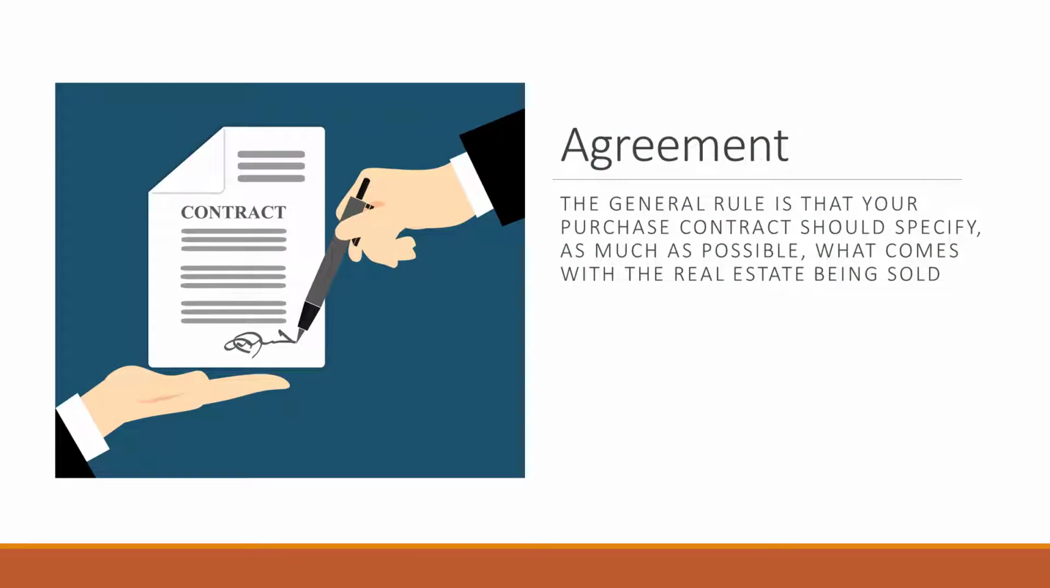Agreement between the parties. This may be the most important test in determining which existing fixtures remain with the property for sale or belong to the seller, and may override technical definitions of what counts as a fixture. What's the old saying? When in doubt, put it in writing. The general rule is that your purchase contract should specify as much as possible what comes with the real estate being sold.